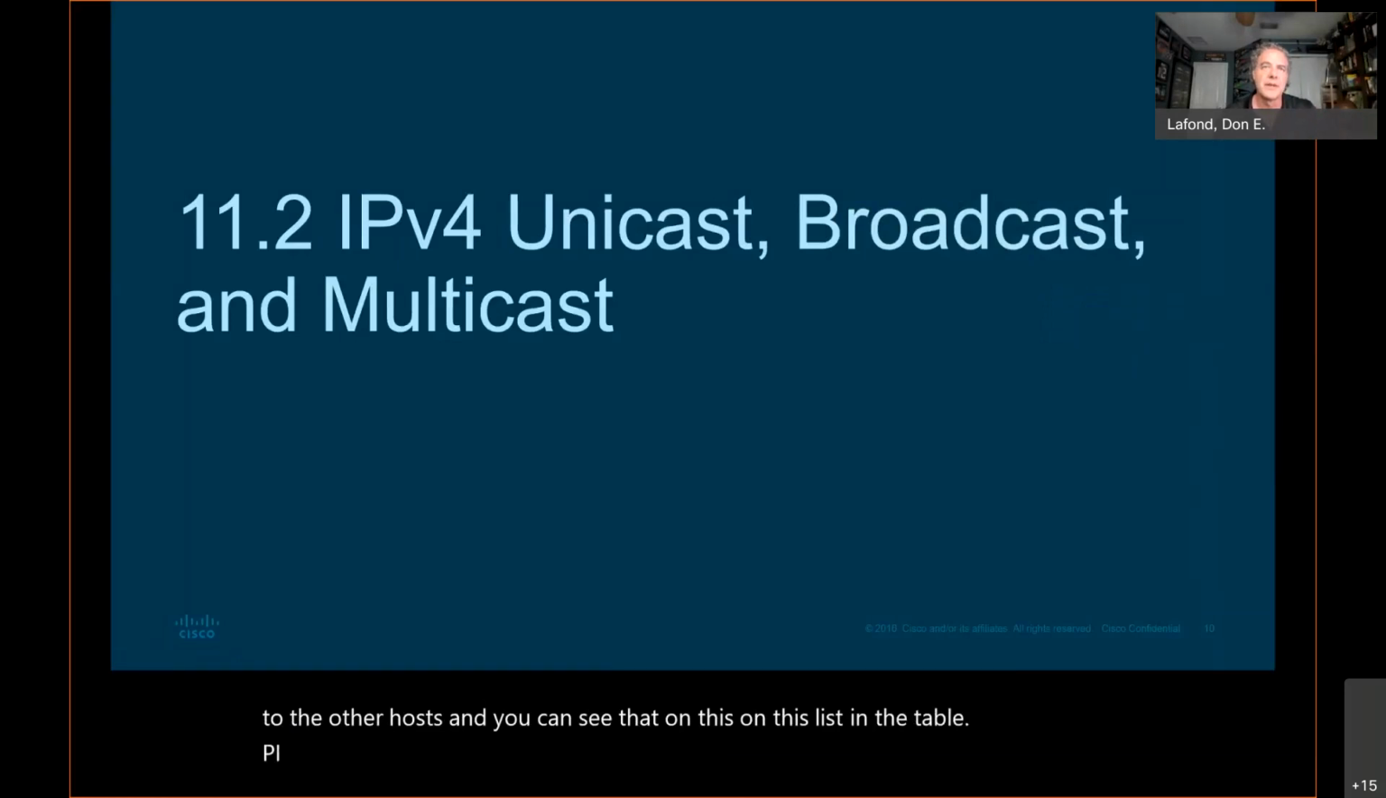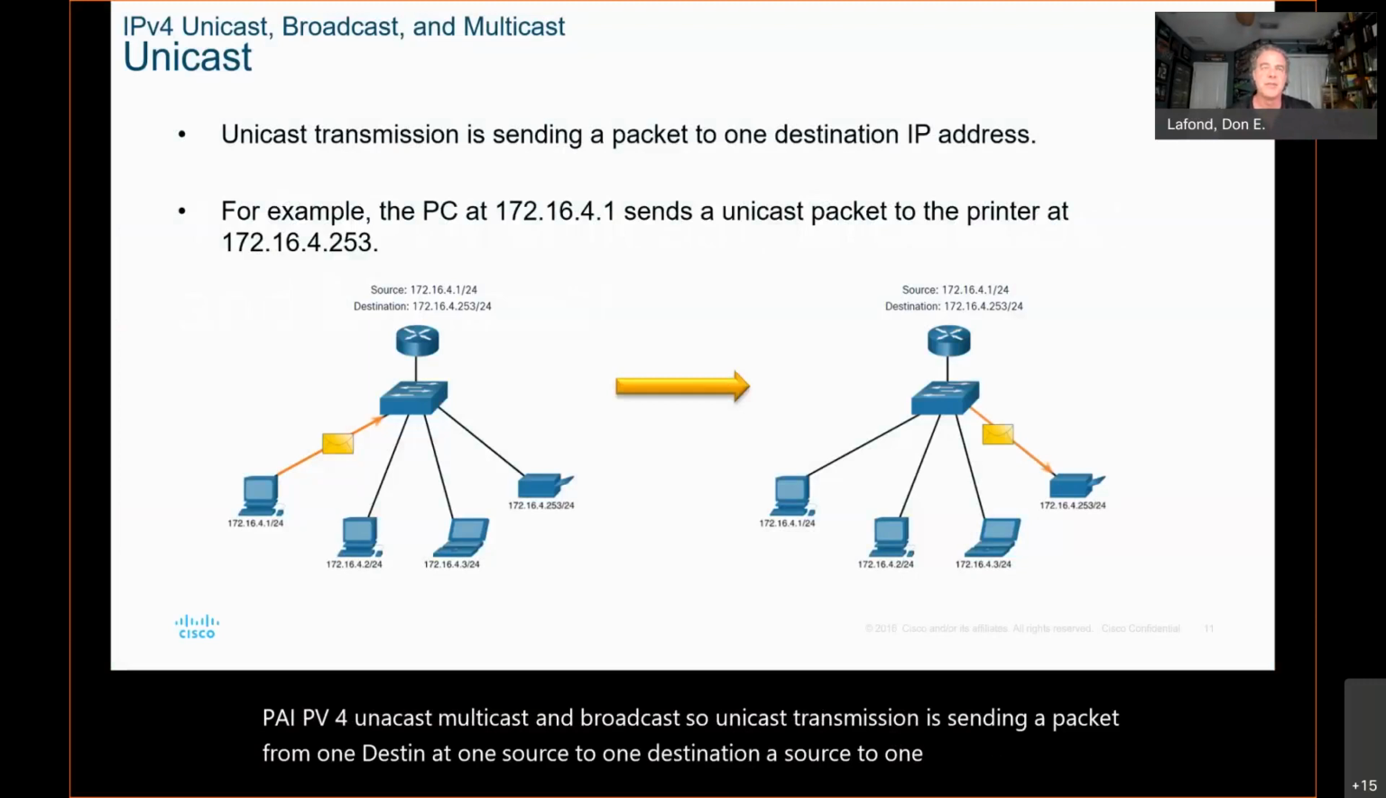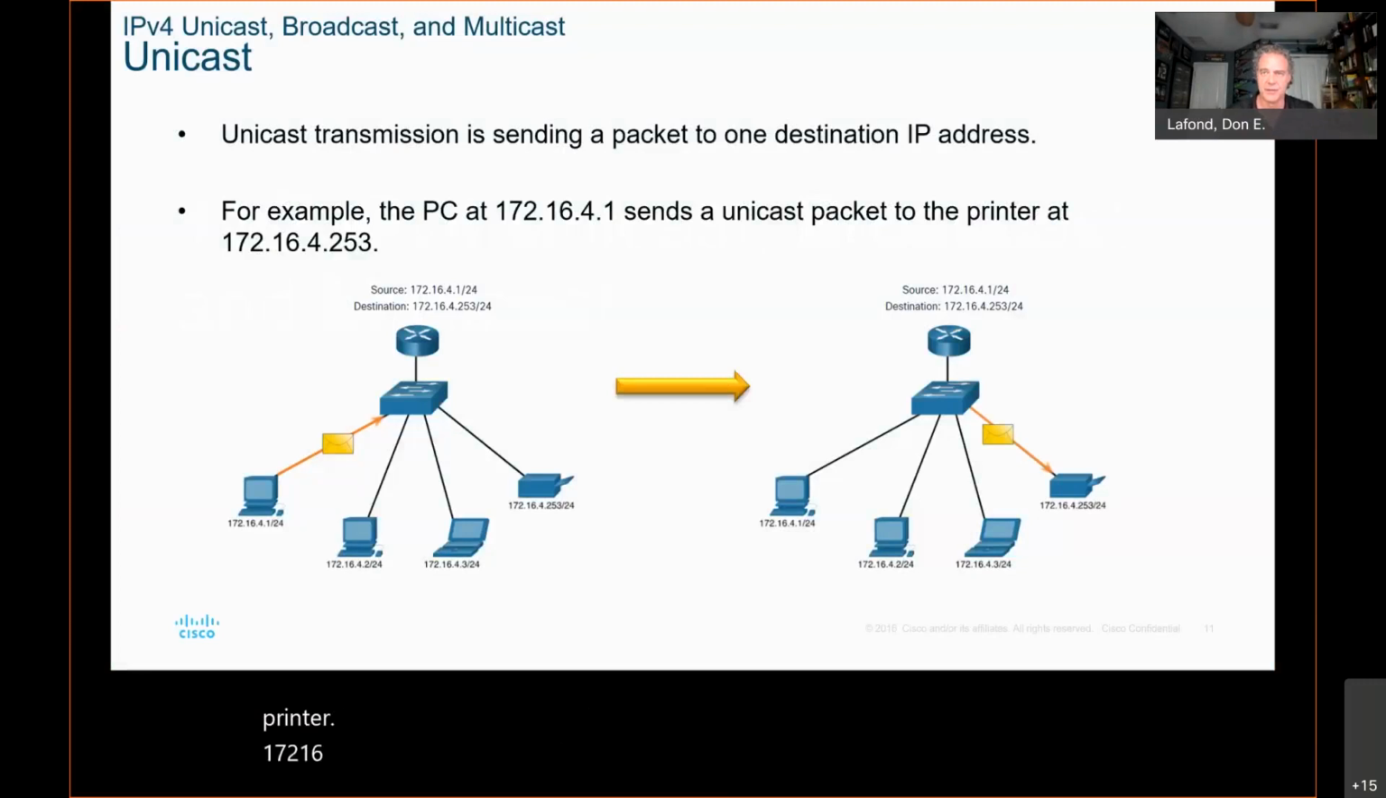IPv4, unicast, multicast, and broadcast. So a unicast transmission is sending a packet from one source to one destination. For example, the PC at 172.16.4.1 sends a unicast packet to the printer at 172.16.4.253. This is .253. The other devices do not see it.